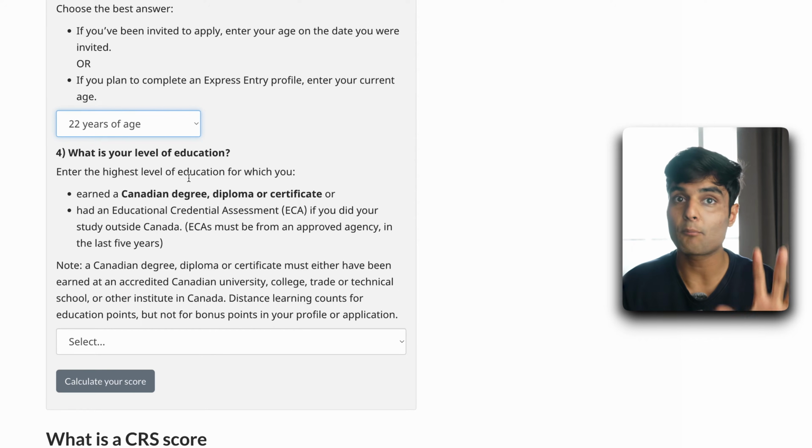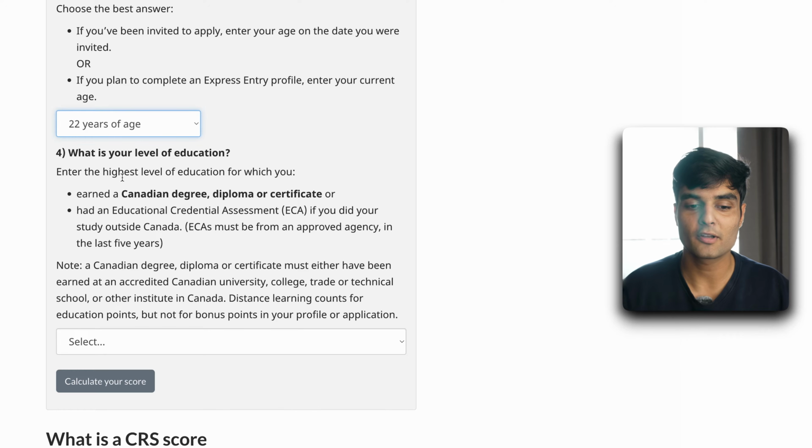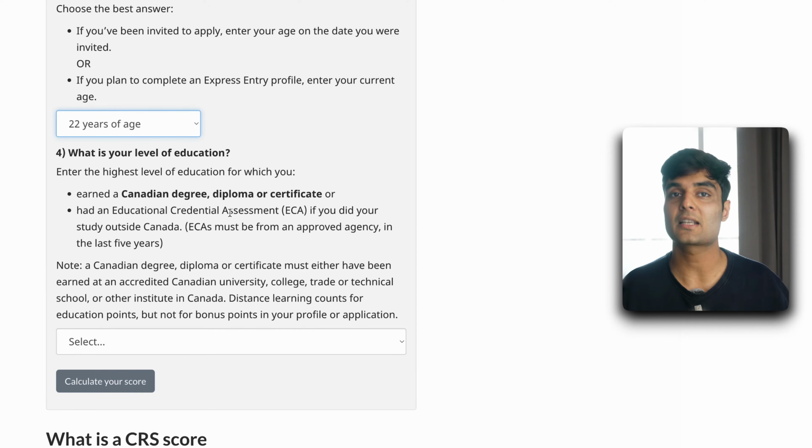Over here, it's important to read it before just putting your level of education. Enter the highest level of education for which you earned a Canadian degree, diploma or certificate, or you had an educational credential assessment. This is your highest level of education. Apart from high school, did you graduate from an Indian college or Indian university? If you did, then you have to get your WES done. But right now we are talking about 12th students, so in this case it won't really apply to you. So your highest level of education will be a Canadian degree or diploma.